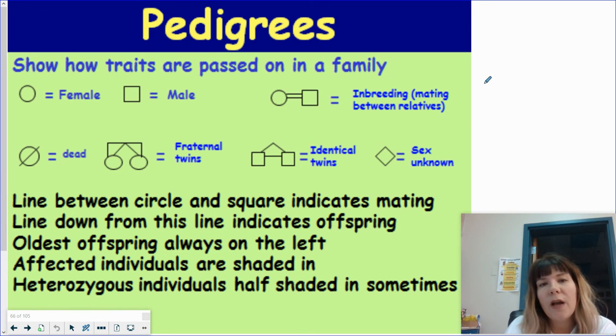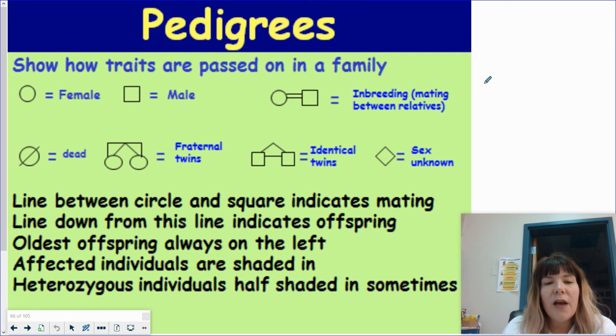Depending upon what kind of pedigree it is, you may see things like inbreeding between relatives, which shows a double line. Normally, if they are married, or if they've had children together, there'll be just one line between them. Inbreeding means double. You will also notice that there is an indication if someone has died, if there are fraternal or identical twins, or if their sex is unknown. So perhaps the baby died young, nobody knows if it was a boy or girl or something like that. You can show it with a diamond.